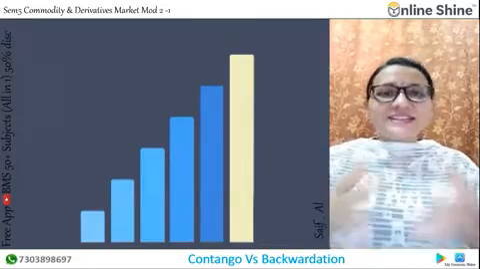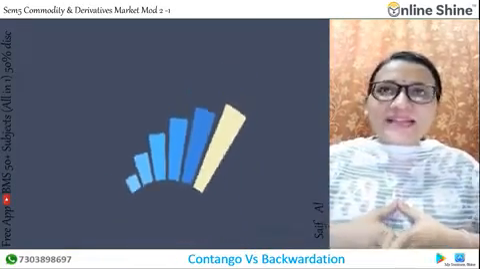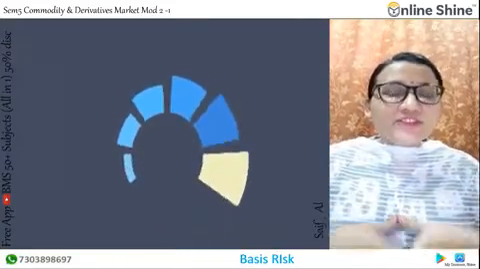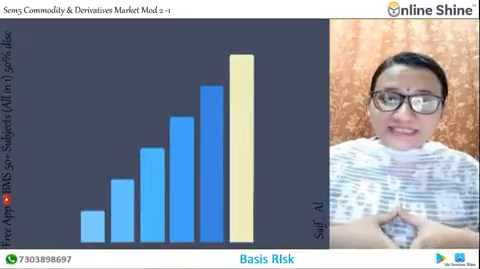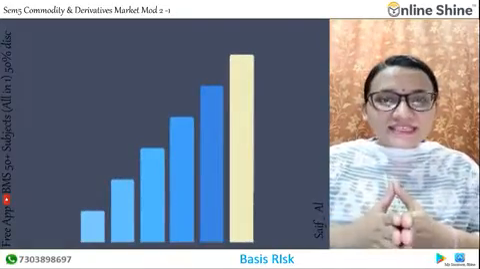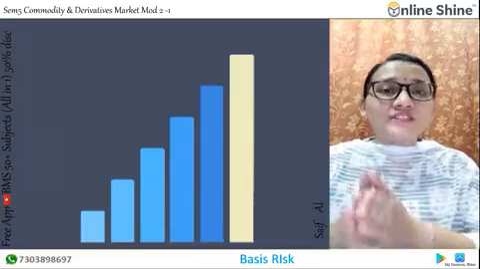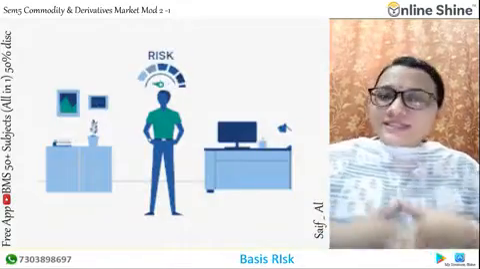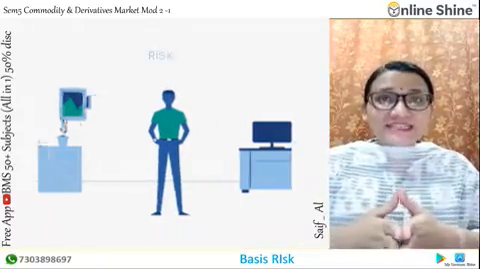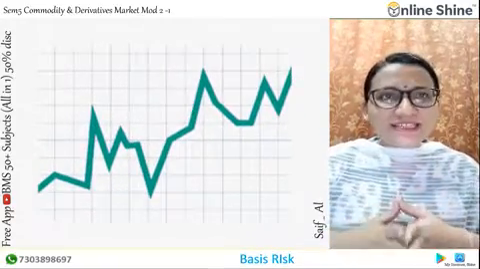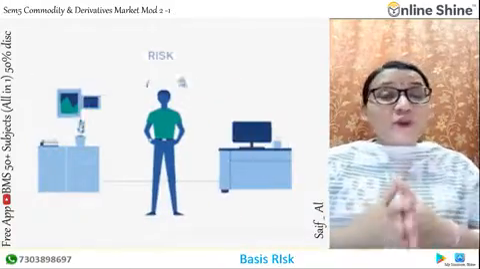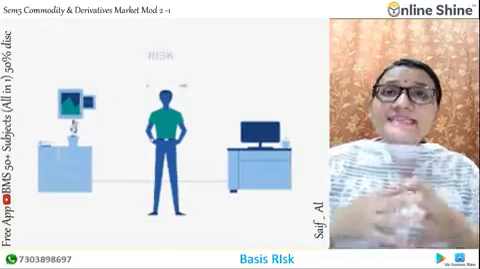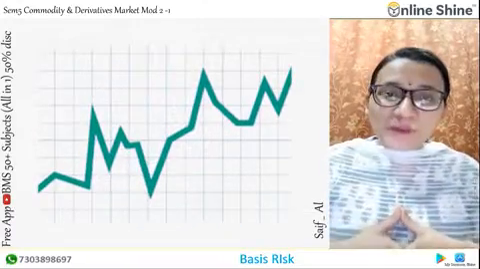Now, students, let's talk about our next segment, that is the basis and the basis risk. In futures terminology, we already learned what the basis is. Basis is the difference between the cash price or spot price and the futures price. Now, what is the basis risk? The basis risk is the potential risk that arises from a mismatch in the hedging position. Basis risk occurs when the hedge is imperfect.